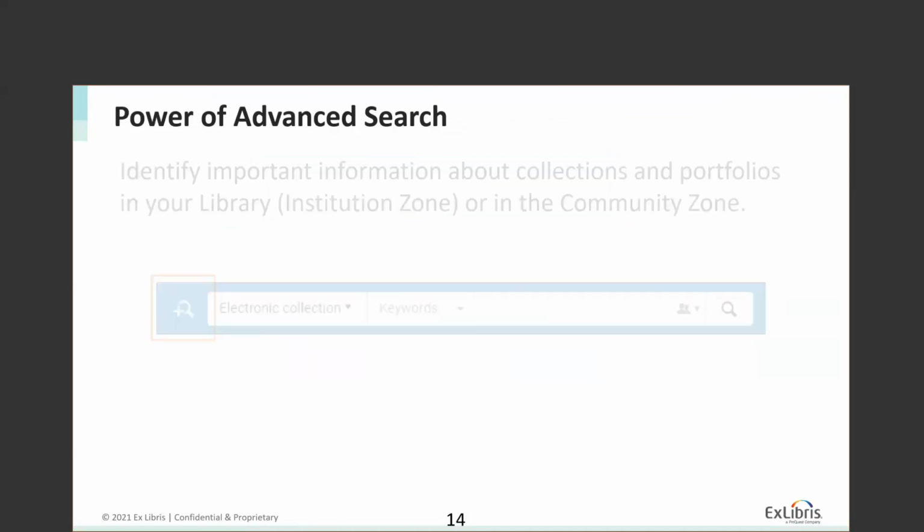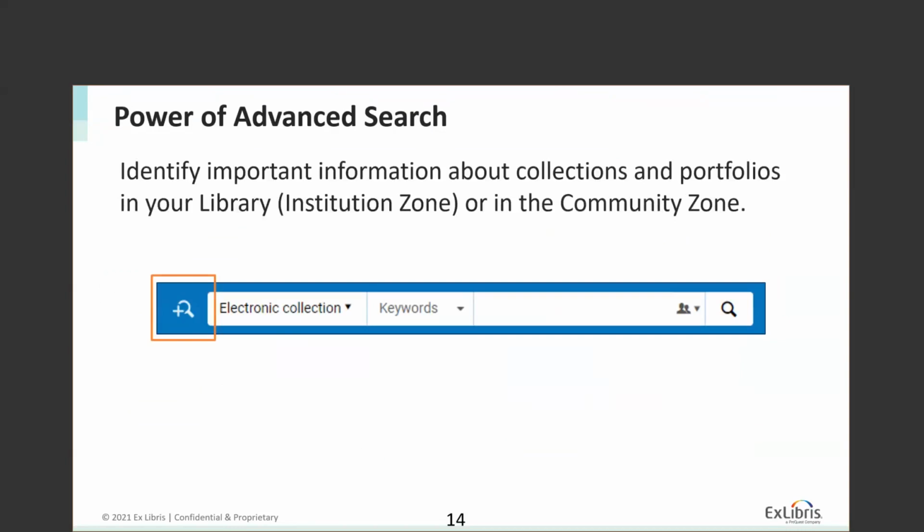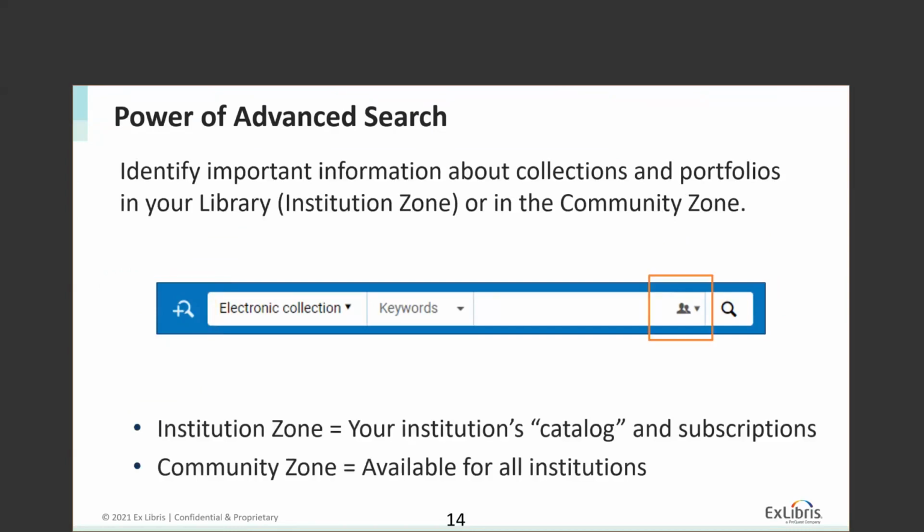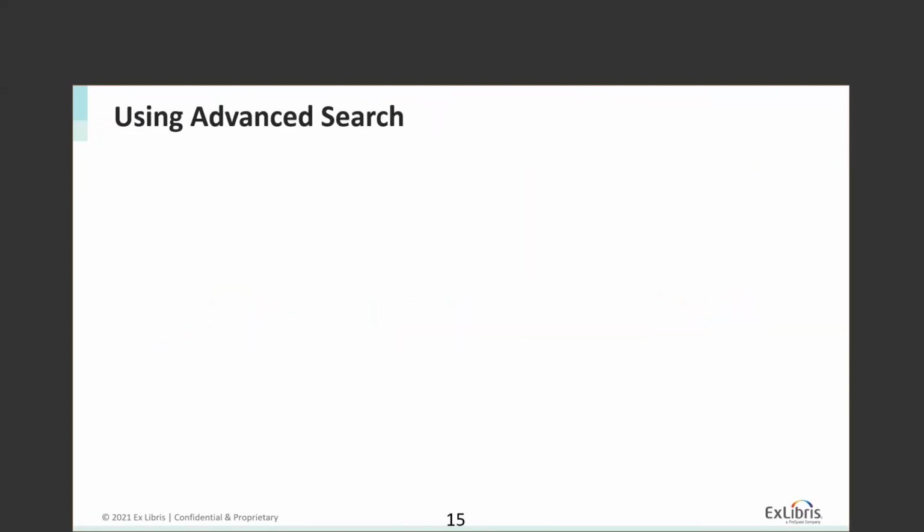Using the power of the advanced search helps you identify key information about the collections and the portfolios in your library, which is what we call the institution zone, or in the community zone, which is the shared resource of bibliographic information available to all institutions. So it's an important difference to know whether you're looking at the institution zone, your library content, your institution content, or the community zone. I'll show you how that works for an example here.